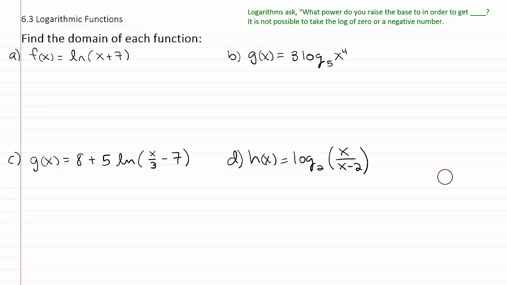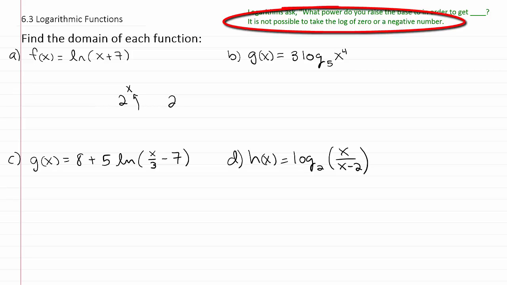So it's important to remember that a log asks the question, what power do you raise the base to in order to get whatever value they're talking about? So it's not possible when you're dealing with an exponent, right? For example, if you have 2 to the x, it's not possible for this exponent to make 2 to the x be 0 or negative. Nothing you can raise 2 to is ever going to make it negative, and nothing you could raise 2 to is ever going to make it 0, right? So basically, that means that you cannot take the log of 0 or negative values.